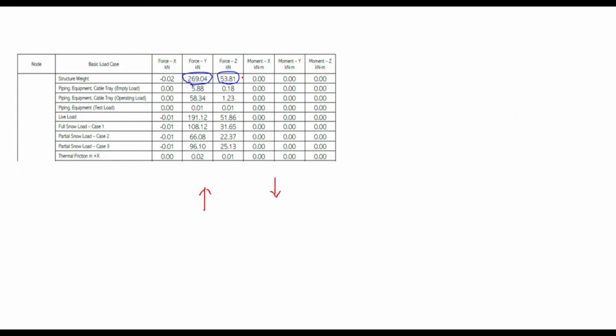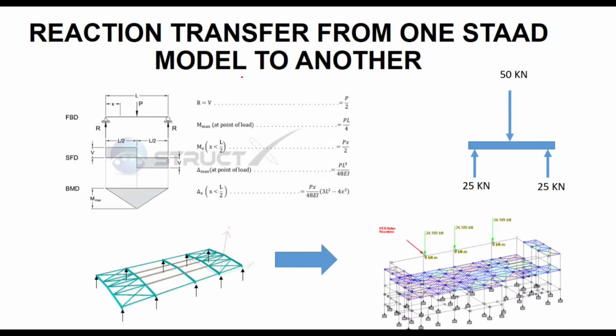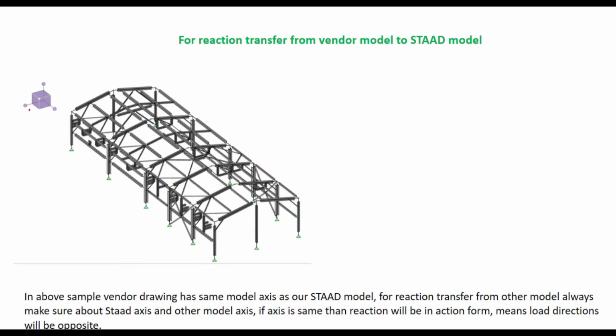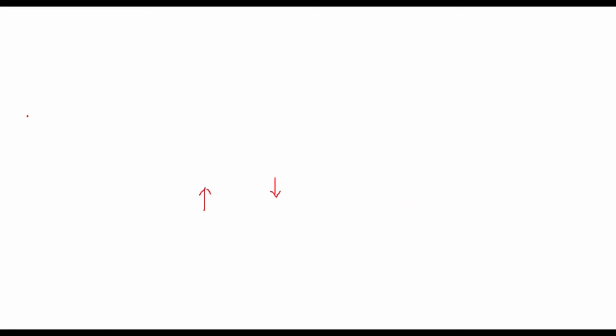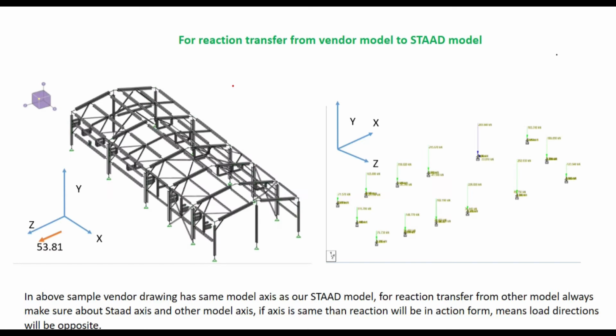53.81 is in the Z direction. Alright, so let's understand that. See, 53.81, I'll just show you again. 53.81 is the positive value. Okay, that is the reaction that you are getting. So if I talk about this, 53.81 is in this direction in your vendor's model.